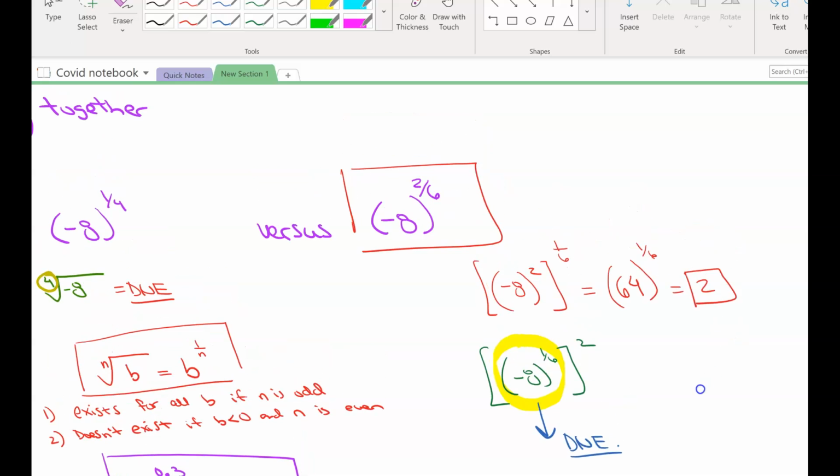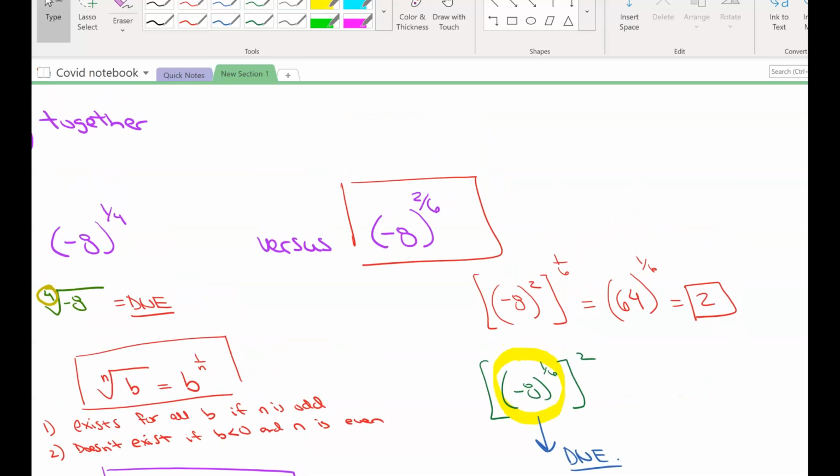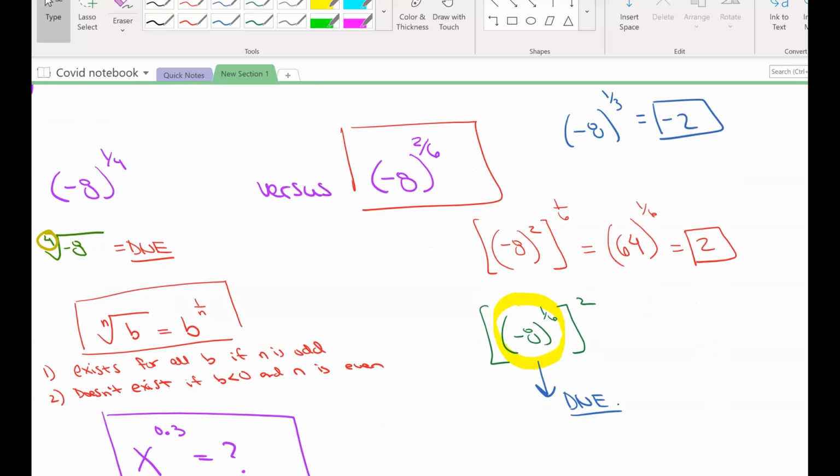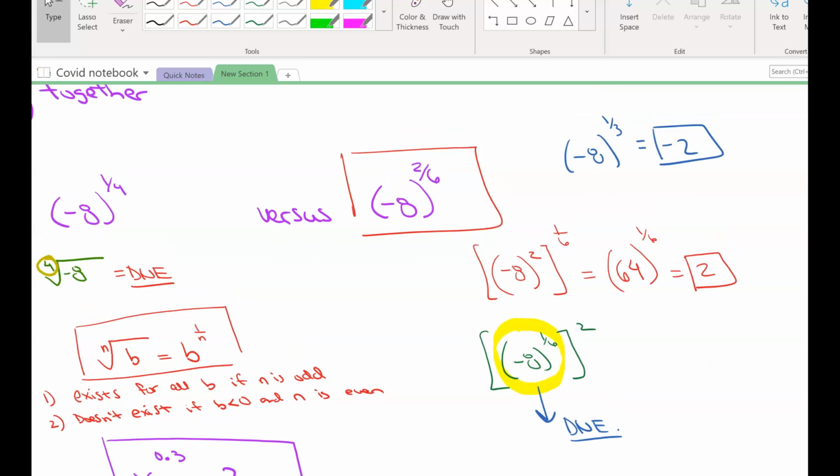And there's even a third reason why it's ambiguous. Someone could say, let's say I want to take -8 to the 2/6 and write it as -8 to the 1/3, which is perfectly legitimate. And if I write it that way, I get -2. So basically, depending on how you choose to simplify or tease apart that fractional exponent, you get completely different answers: -2, 2, or doesn't exist. That's why that is ambiguous.